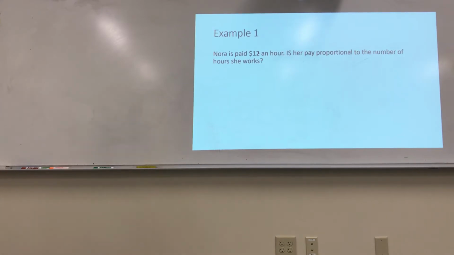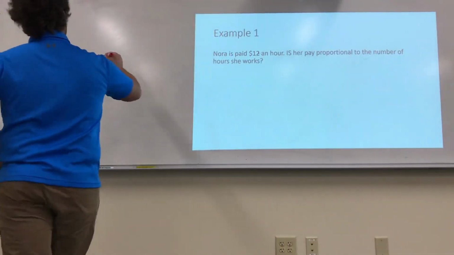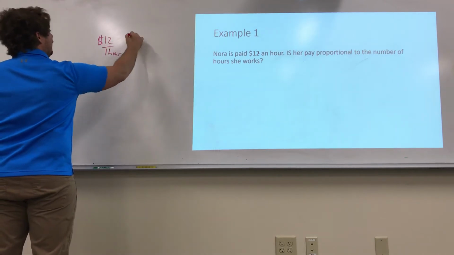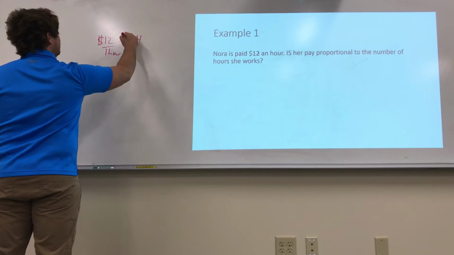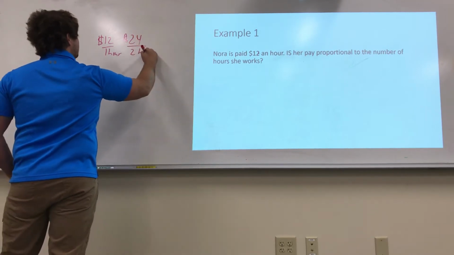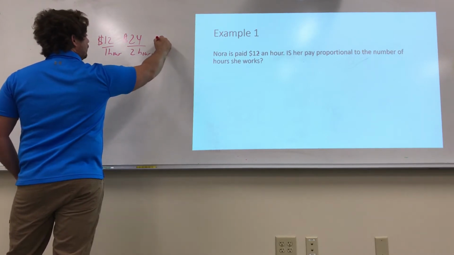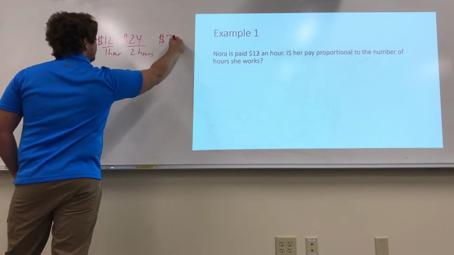Nora is paid $12 an hour. Is her pay proportionate to the number of hours she works? So, do you think this would be proportionate? Now you have to think about this. This is $12 for 1 hour. If she works 2 hours, she's going to get $24. And then $36 over 3 hours.